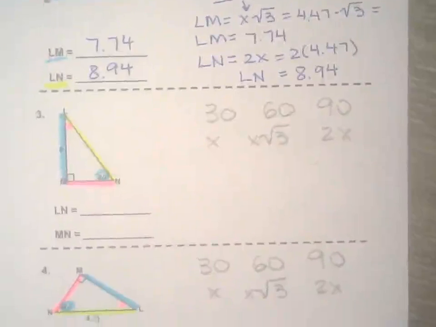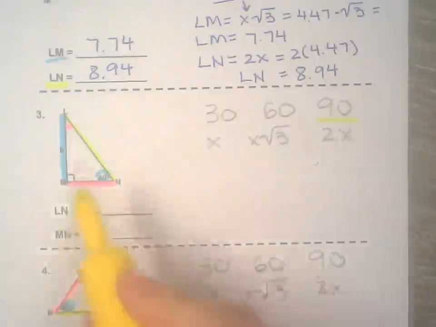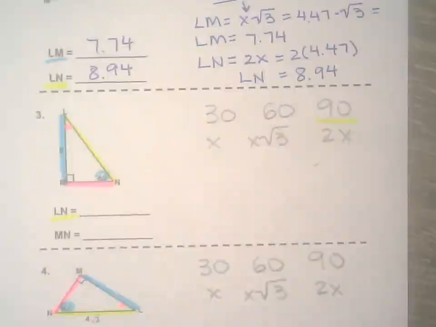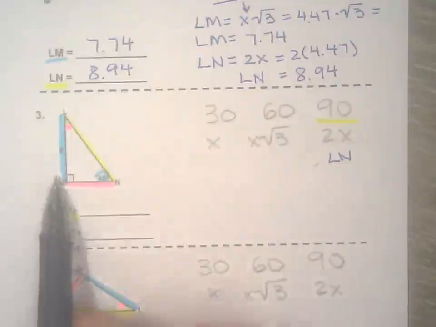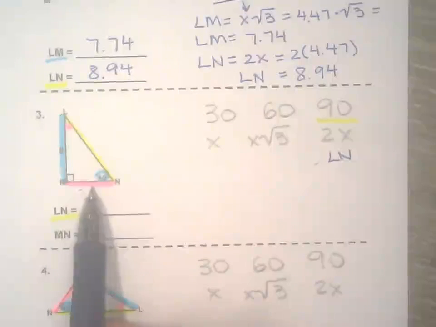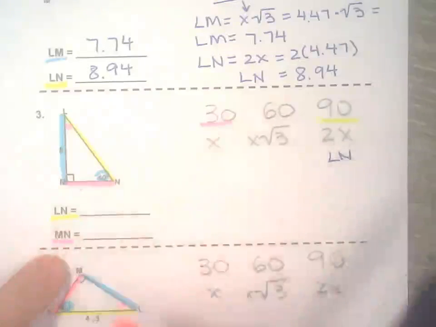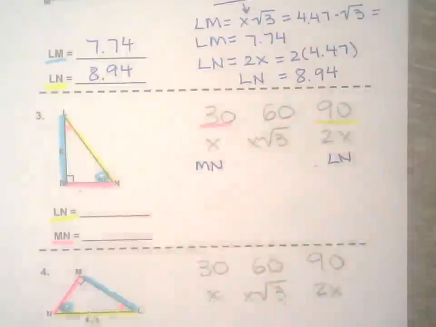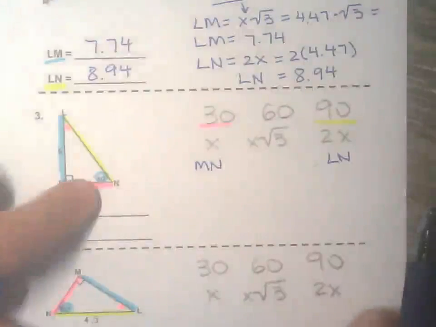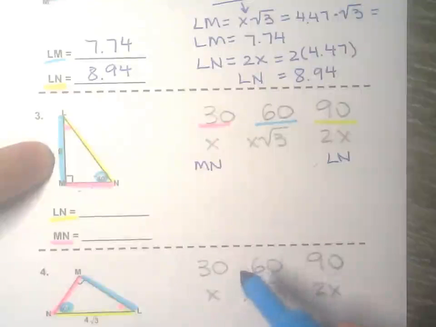Two more just because. So hypotenuse, right there, 90. I don't have it. I'm looking for it. So LN. MN is across from 30. Right there, that's the short leg. We need to find it. We don't have it. So MN. 60 degrees, that's the long leg. And they gave us the long leg is 8.